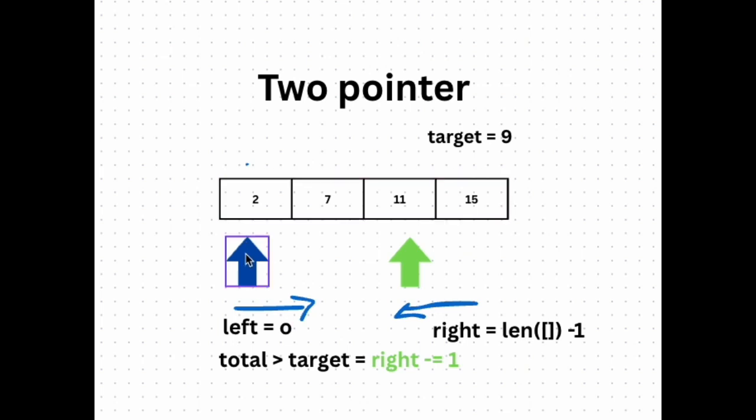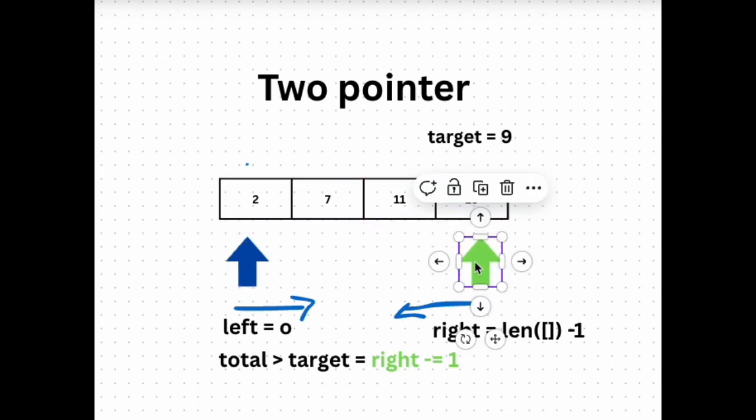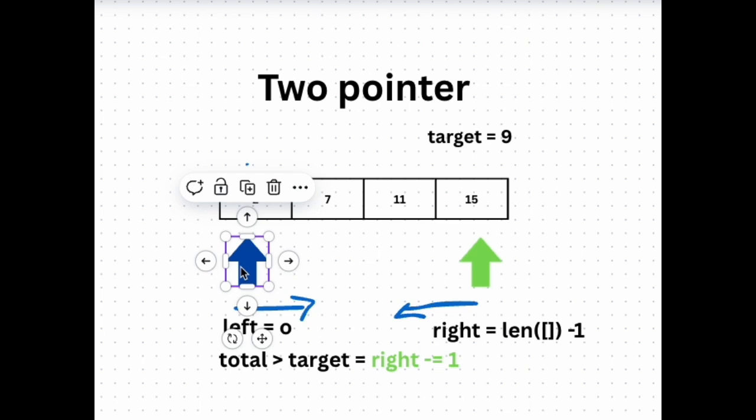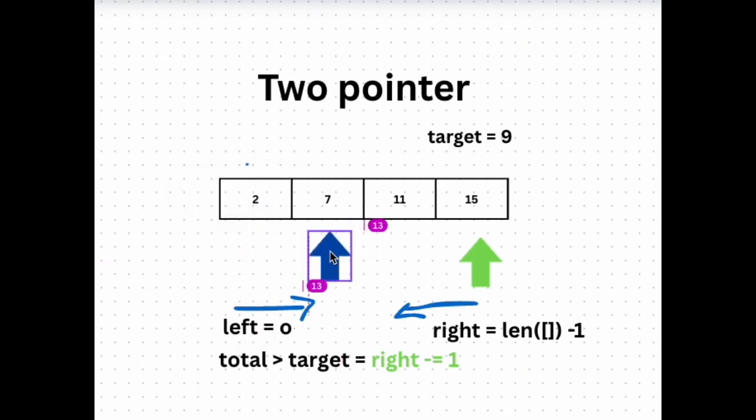Whereas if the opposite is true, if when we add them together the total was less than the target, that tells us clearly we need a bigger number. And again, our array is in ascending order, so we would have to move the left pointer up.